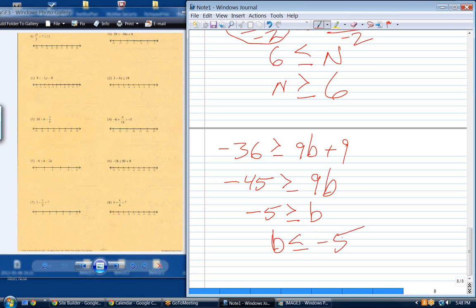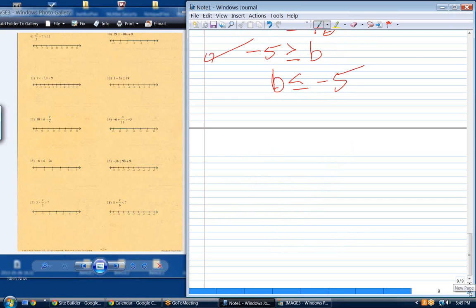Right. In other words, when you do that last line, you switch the sides and switch the direction of the inequality sign. You don't change the signs of any of the things. Then it'd be a closed circle at negative 5 going left. Cool. Okay. This last one is 3.